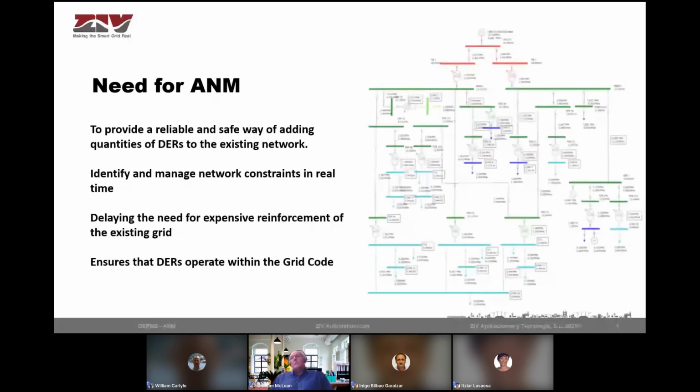Up until quite recently, there's been no control at all or monitoring of where the generator is connected, whether he's providing the power and the energy at the right voltage, or how much energy he's providing. So with an ANM system, you have complete visibility of what is happening at that interface between the DER and your network.